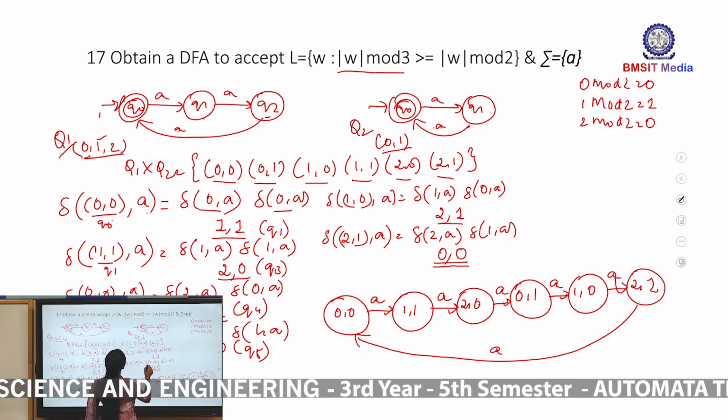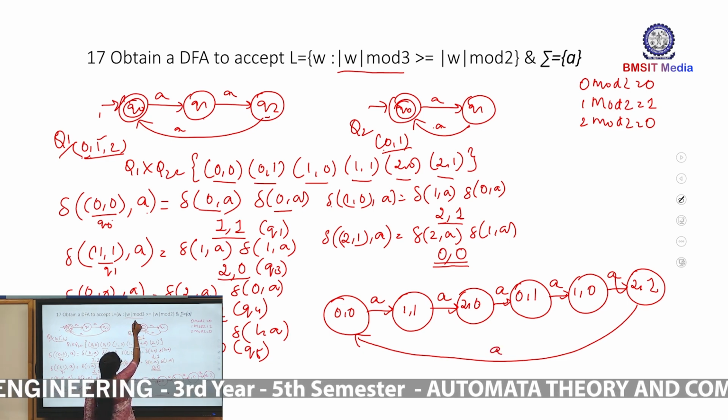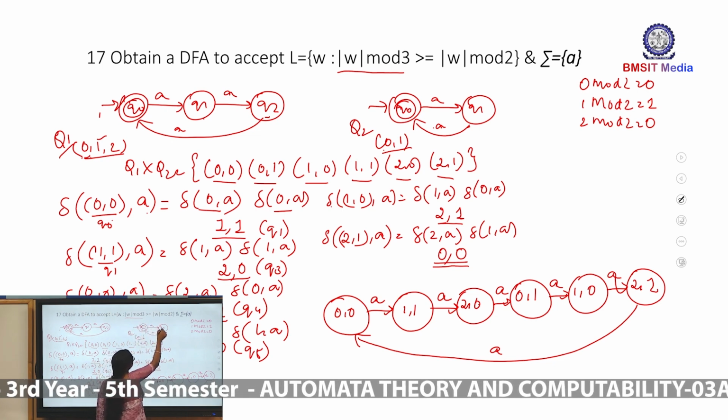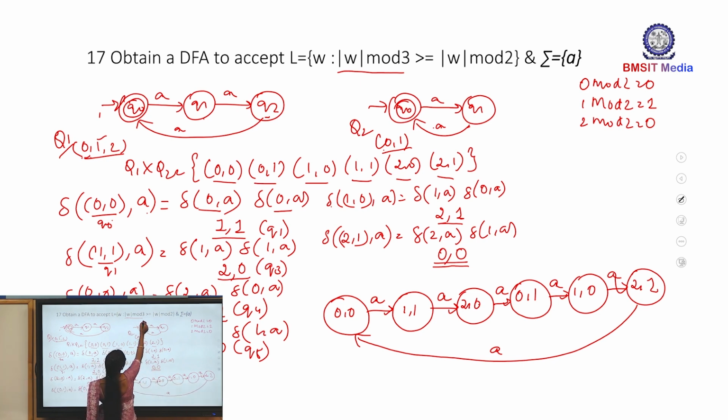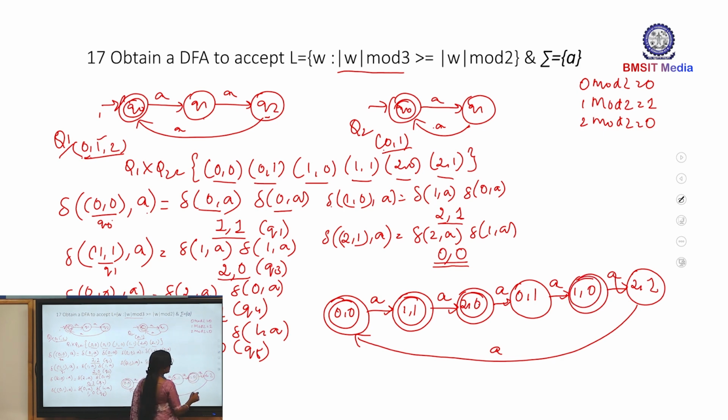Now what's the condition here? The condition tells us the length of the string mod 3 should be greater than or equal to the length of the string mod 2. Because 0 and 0 is equal, this could be a final state. 1 and 1 is equal, so this can be a final state. 2 and 0 is a final state because 2 is greater than 0. 0 and 1 is a non-final state because 0 is less than 1. 1 and 0 is a final state. 2 and 1 is a final state.